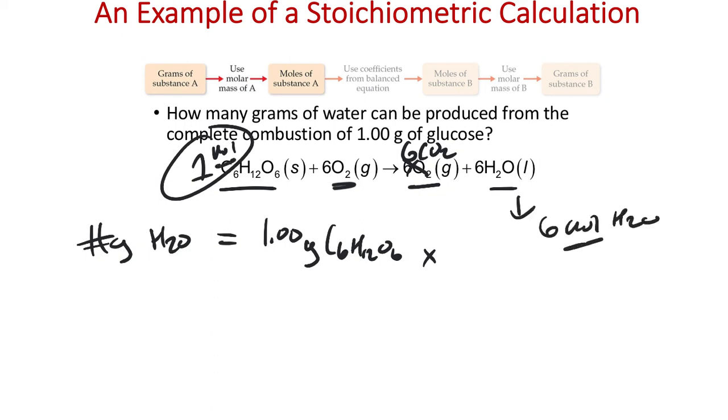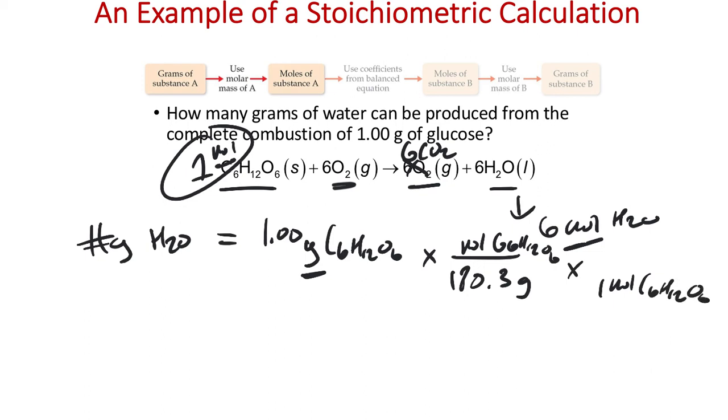So because the reacting units and the coefficients here correspond to the moles or the molecules in the reaction, we need to convert the grams to moles. We've used the molar mass a couple times. It's 180.3 grams per mole. And then I can use the conversion for every 1 mole of the C6H12O6 that reacts, we produce 6 moles of water.